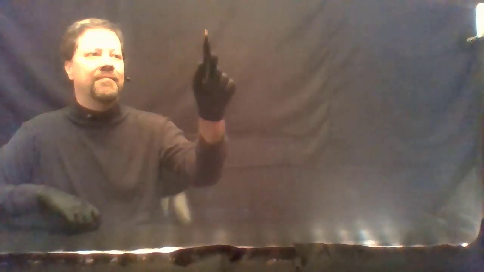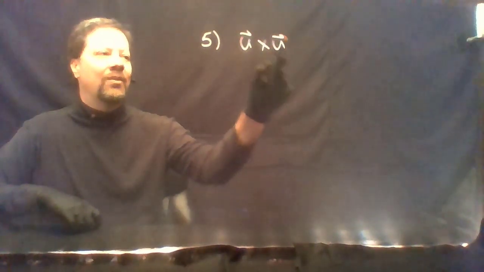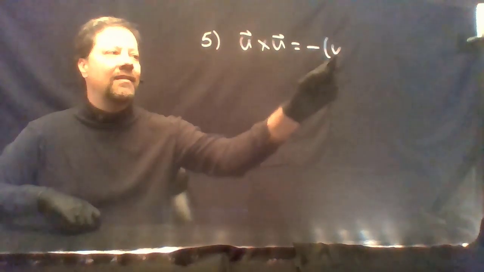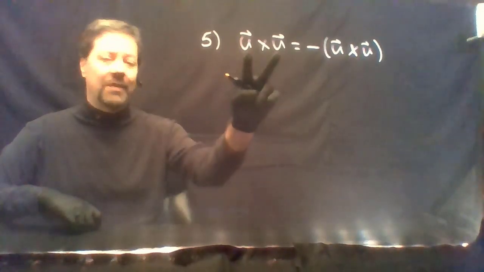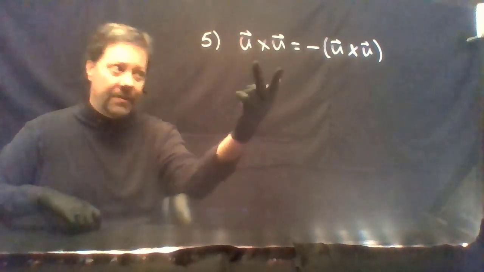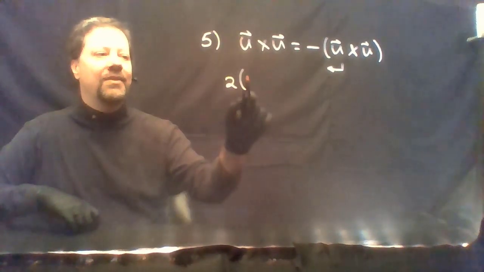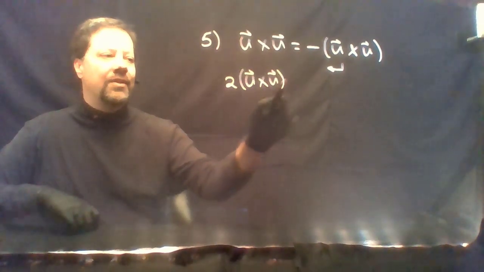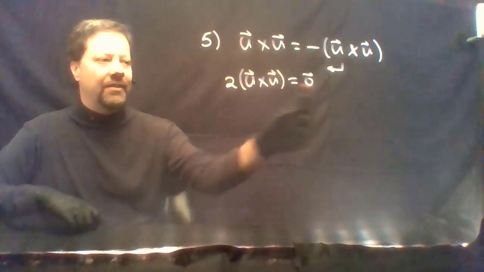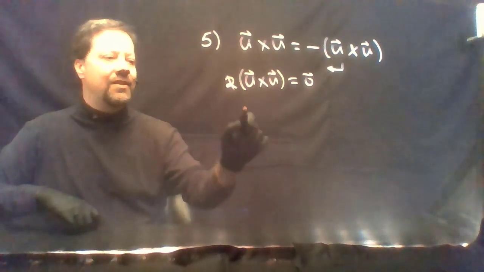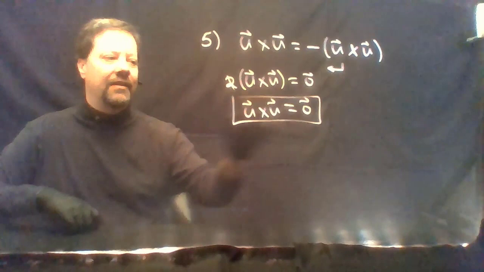Property 5 follows very quickly from property 1. When you reverse the order, you get a minus. But if you have both factors equal to u, u cross u when you reverse the order gives you negative u cross u. If you move this to the other side, you get 2 times u cross u equals the 0 vector. Make sure that's a vector over there. Vectors equal vectors. You can cancel the 2 off, and then u cross u is the 0 vector.